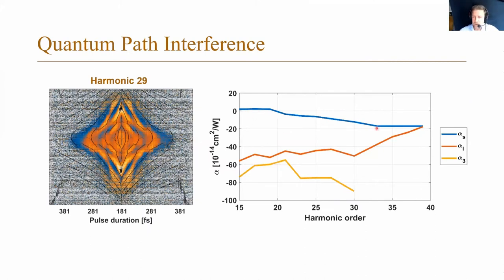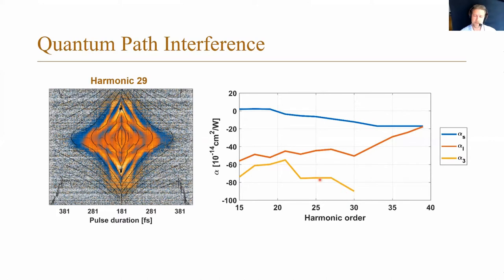The blue here is the phases for the short trajectory, or the alpha values. The red for the long trajectory. And these two, as they should, merge up in the cutoff. And then we have a third contribution that is very close to the long trajectory to start with. But as we increase the frequency, as we look at higher and higher harmonics, this one needs to deviate more and more, and it goes to larger values for alpha.